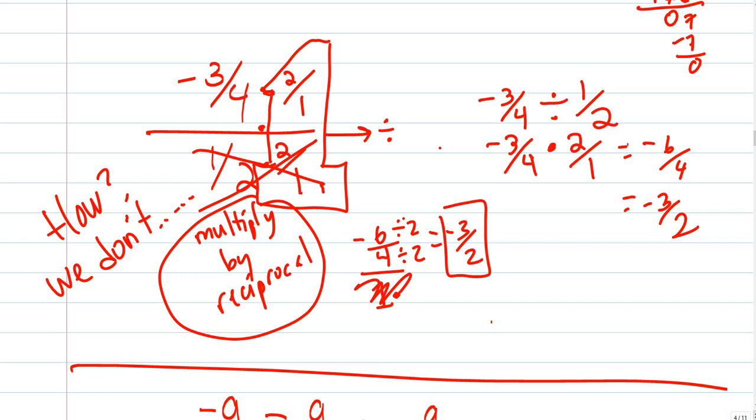Whenever I have a fraction divided by a fraction, we don't divide by that fraction. We multiply by the reciprocal. The first one stays the same. We change it from division to multiplication, and then we change the 1/2 by making it the reciprocal, 2 over 1. This is just the reasoning.